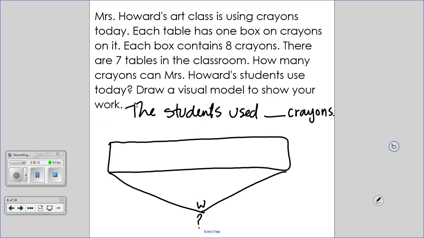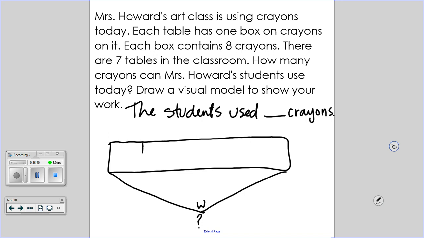Emily, what do you think? Ava, what do you think? It's going to be my 7 tables. Tables in this question are going to be my groups. That's tricky to think about. But I have 7 tables, and I have a box on each table. Does that make sense? So I have groups of boxes. Can you picture that in your head a little bit easier?